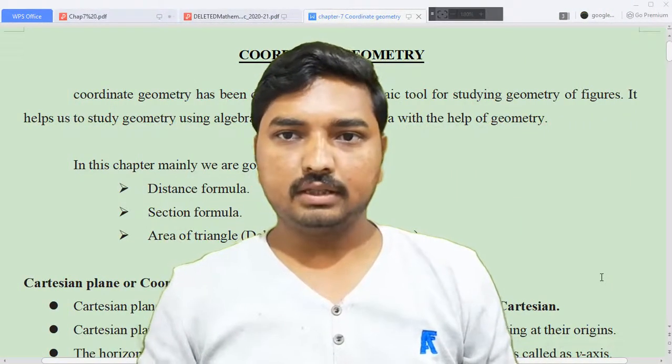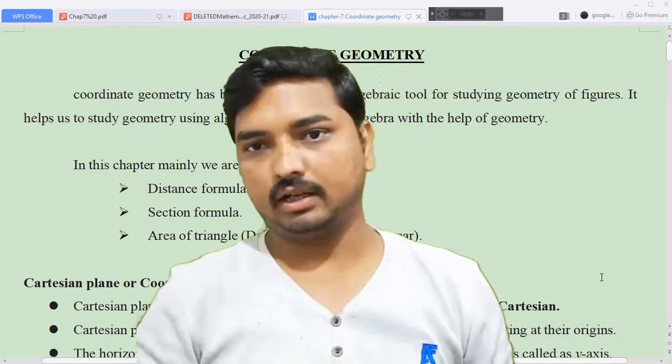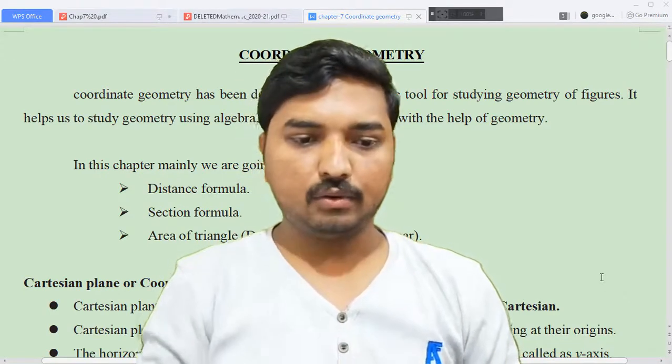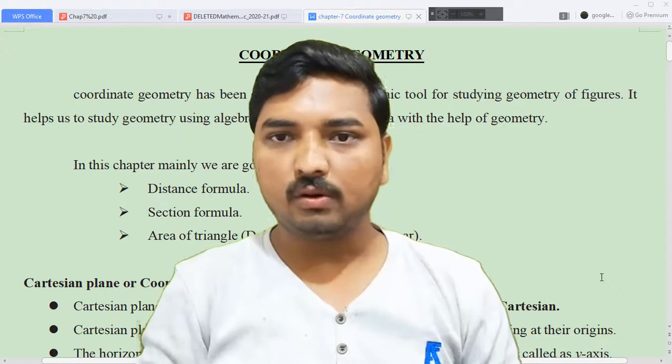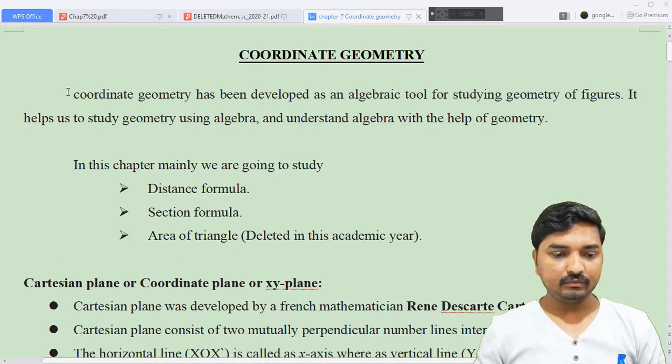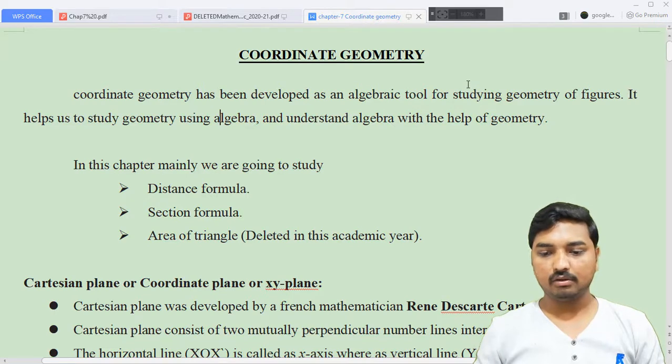Now let us begin this chapter by defining what coordinate geometry is. Look at the lines I have given initially for you. Coordinate geometry has been developed as an algebraic tool for studying geometry of figures. It helps us to study geometry using algebra and understand algebra with the help of geometry.